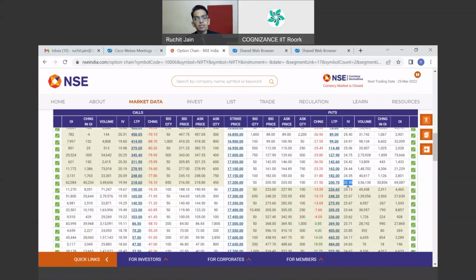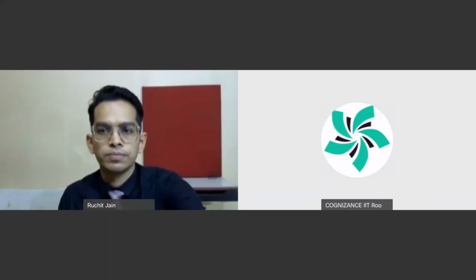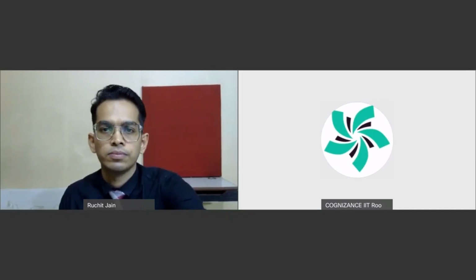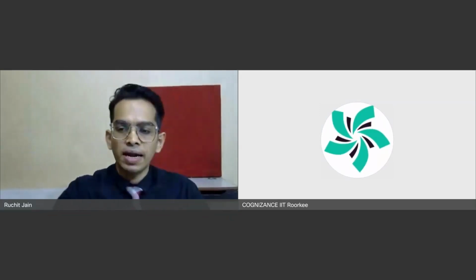When do option IVs rise? Option IVs usually rise during events, such as when election results are going to come. Recently we also saw some war type situations which were formed. So whenever you see such events, generally option IVs rise. Apart from events, the option IVs do not rise much. So this was about implied volatility.